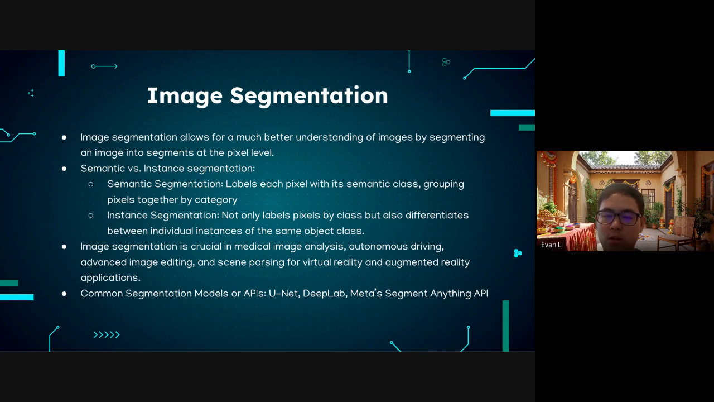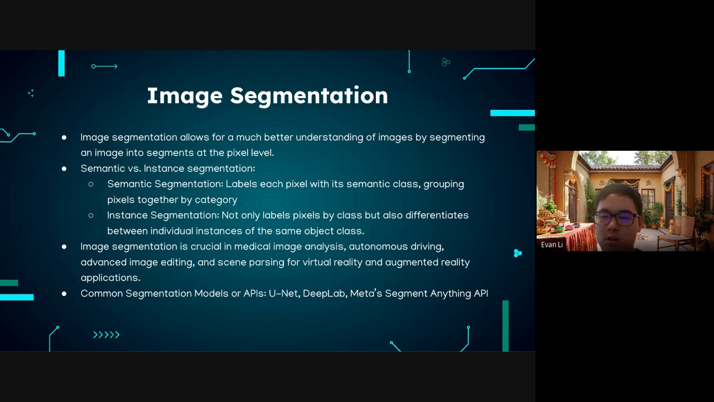For example, in an image containing multiple cars, instance segmentation would generate separate, distinct masks for each individual car, allowing the system to differentiate between car instance 1 and car instance 2.